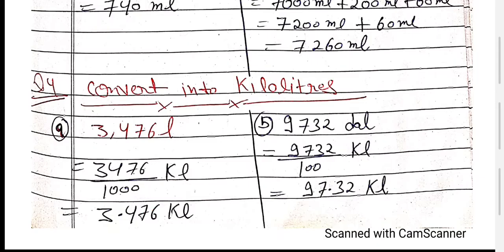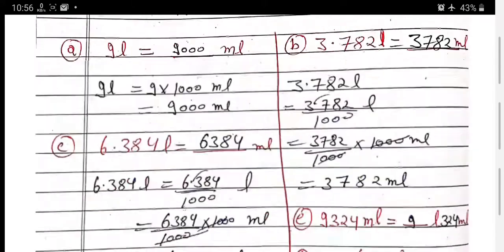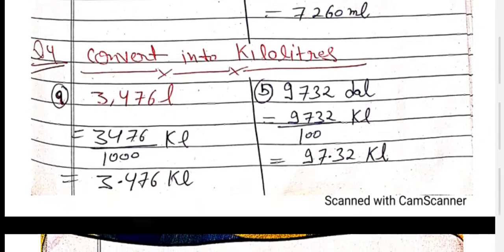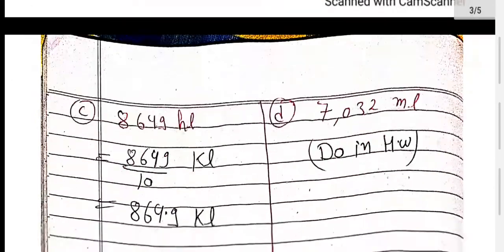9732 decaliter. When you convert decaliter into kiloliter, one step, two step, it means you have to divide by what? 100. So you divide by 100 and it becomes kiloliter. Two zeros are there, so you have to put the decimal after two digits from the back side. So it becomes 97.32 kiloliter.